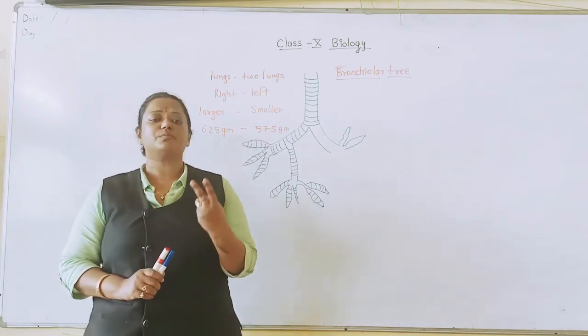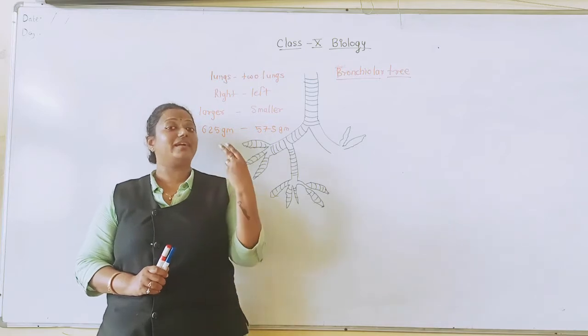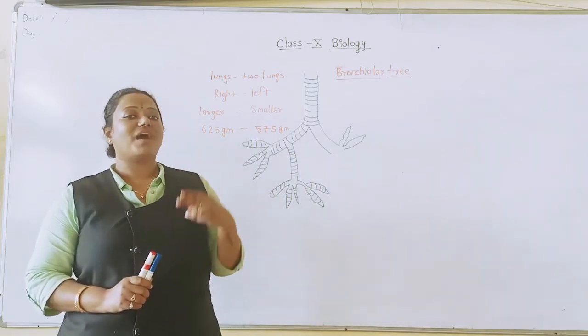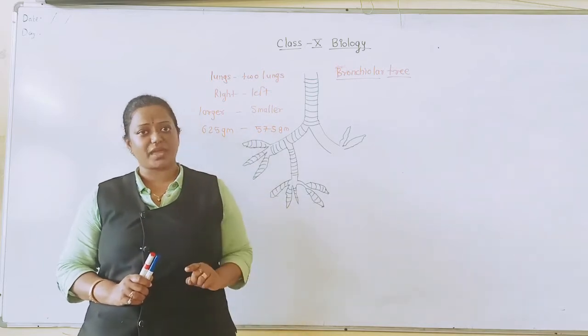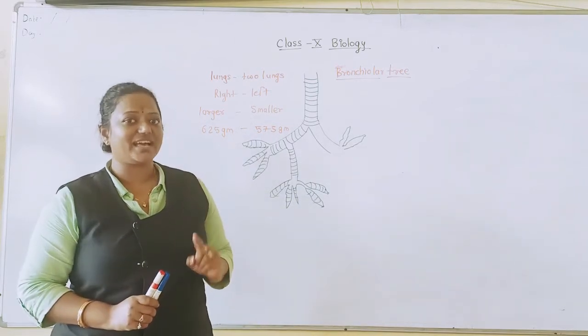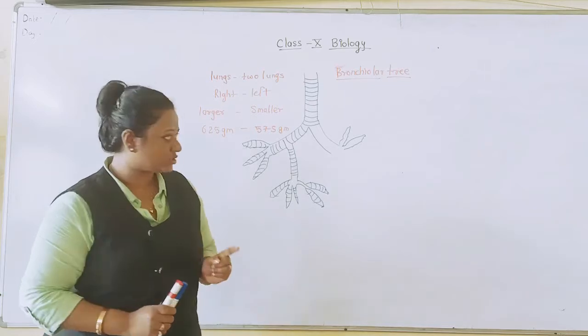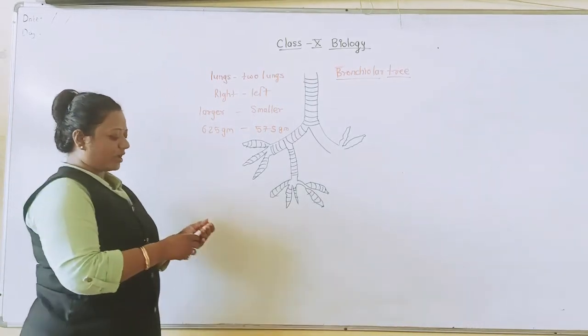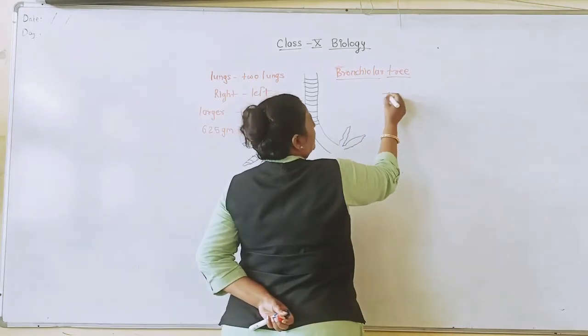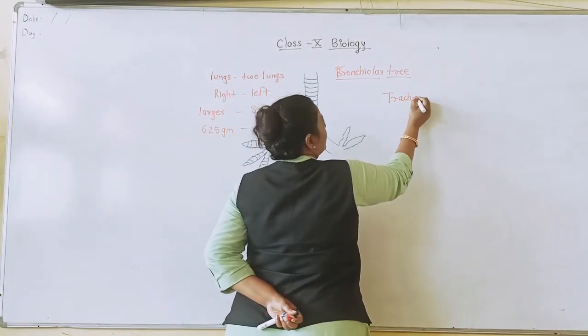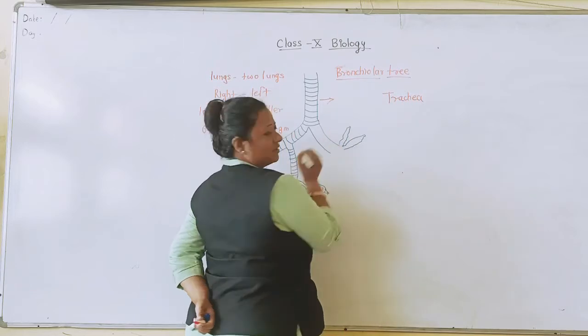So these two important internal delicate organs are found in the thoracic cavity, in the rib cage, and they are called what? Lungs and the heart. Understood? Now today we are going to talk about the bronchiolar tree. First, which part comes into the bronchiolar tree? That is the trachea. Right?